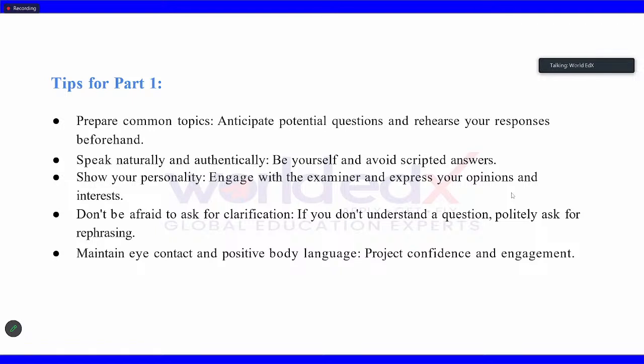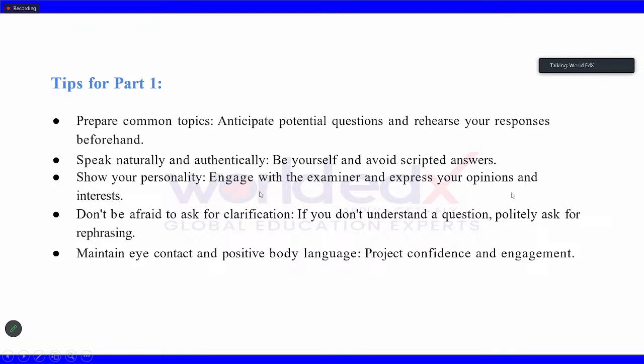You don't need to memorize anything, because once we memorize something, more than our mind, our tongue speaks. That should not be the case. You should be clear with the question, but your answer should be real time. You should speak naturally and authentically, be yourself, and avoid scripted answers. So do not learn any answer in the case of IELTS, whether it is the speaking exam or the writing exam. You need to show your real personality, engage with the examiner, and express your opinions and interests.